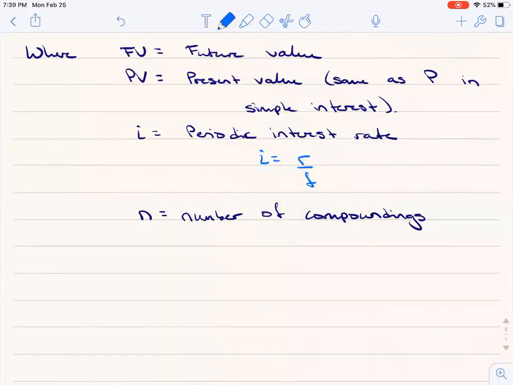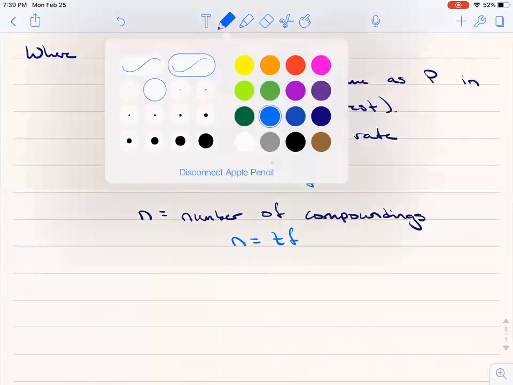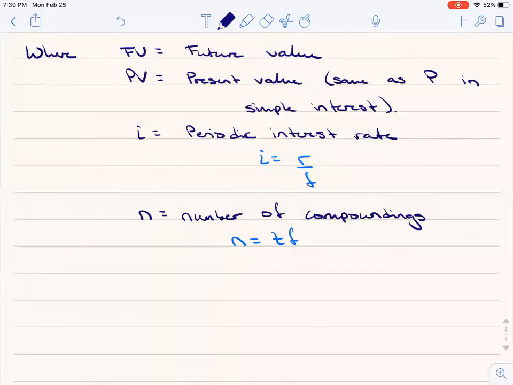And on your formula sheet, you've got N is time times the frequency, right? So you can just calculate N, the number of compoundings, by taking time, which is still in years, and F, which is the compounding frequency, right? Which makes sense, right? If I say, okay, you're compounding weekly for a year, how many compoundings were there? There were 52, right? 1 times the frequency of 52.